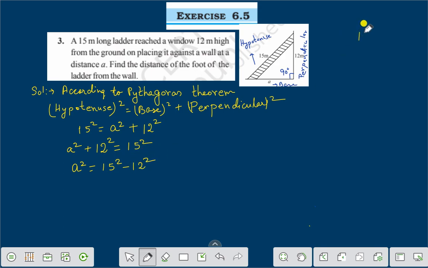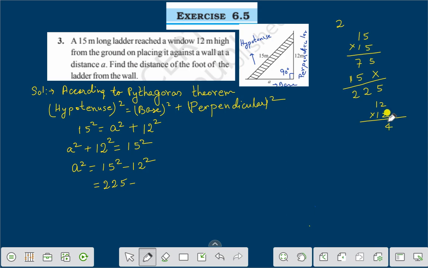What is the value of 15 into 15? That is 5 fives are 25, 2 here 5, 5 plus 2 is 7, 1 5 5 1 1, so you are getting 5, 5 plus 7 is 12, 1 plus 1 is 2, 225. Therefore we are getting 225 minus 12 square. Multiply 12 with 12.